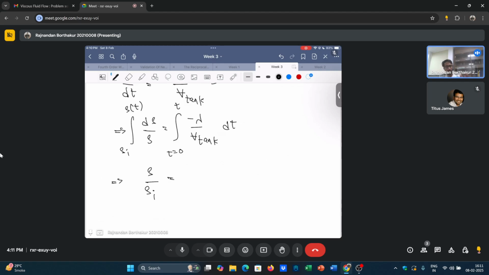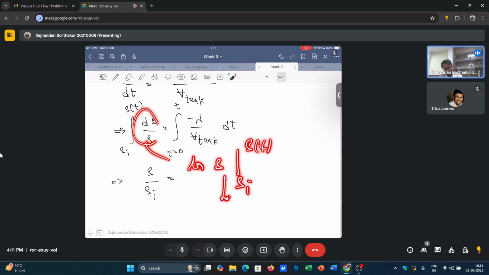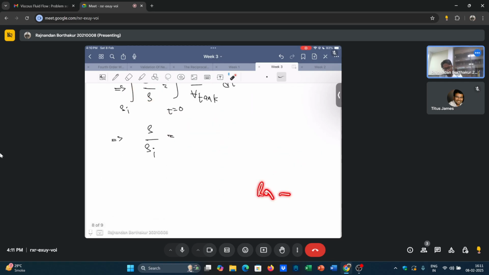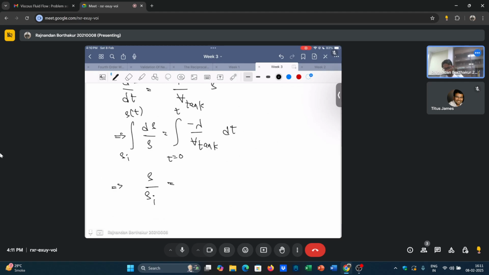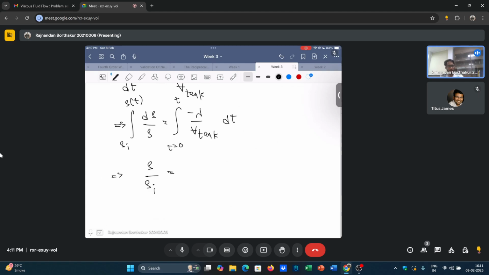So it is rho by rho I. You just do the integration. From this you will get ln of rho. If you evaluate the limits from rho I to rho t, you'll get ln of rho minus ln of rho I, which is ln of rho by rho I. If you take the ln to the other side, you'll get an exponential term. I'm skipping the steps here because this is just math, and we have done this many times in these discussion sessions and in the lecture series. You substitute the integration limits and you will see that rho by rho I is exp of minus lambda by V tank times t.